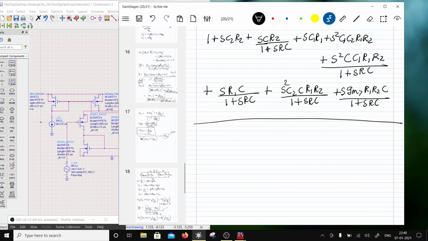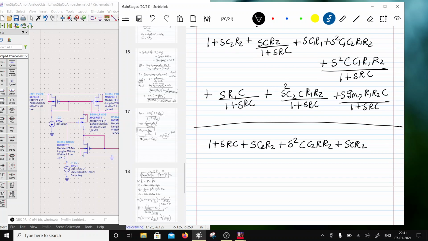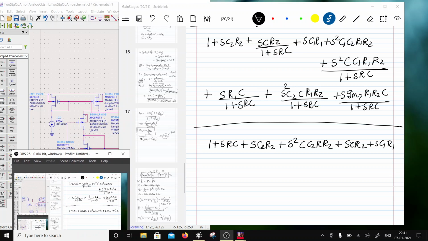Okay, so I'll be left with 1 plus SRC plus SC2R2 plus S square CC2R2, right, plus SCR2 plus SC1R1.